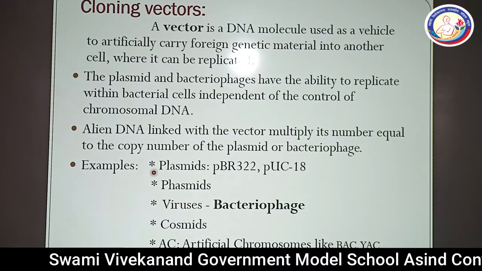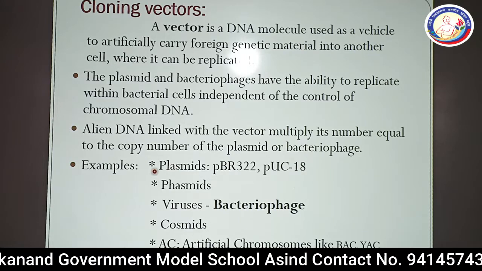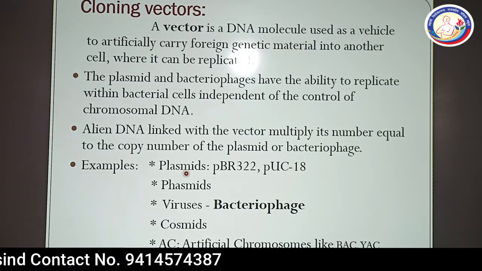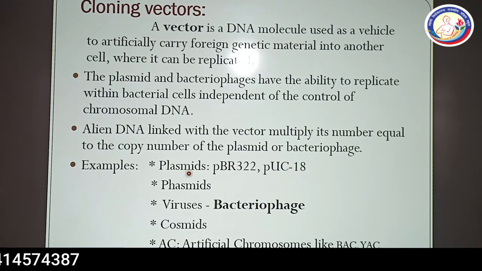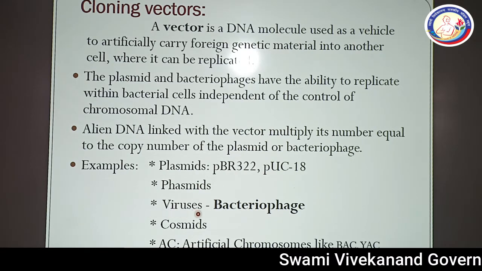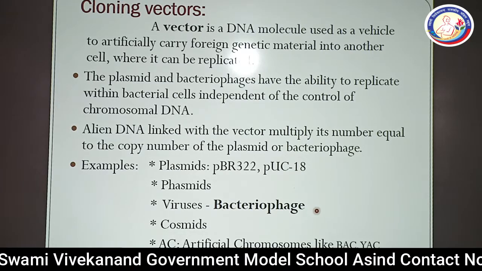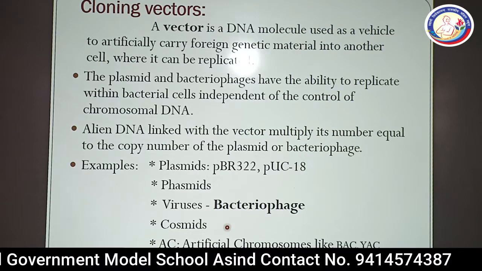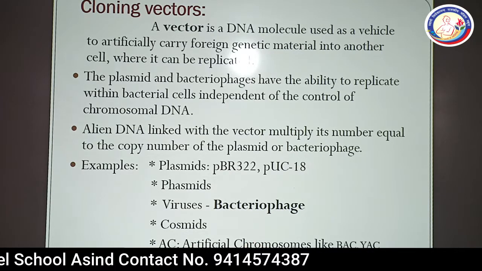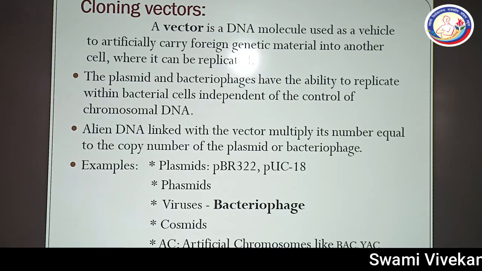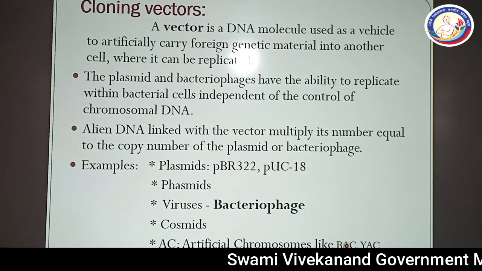These are examples of the types of cloning vectors we can use. Plasmid, this is the most used vector in biotechnology. Phasmid is another one. Viruses, especially bacteriophage that infects bacterial cells, can be used as a cloning vector. Cosmids and artificial chromosomes like BAC and YAC. BAC means bacterial artificial chromosome and YAC means yeast artificial chromosome.